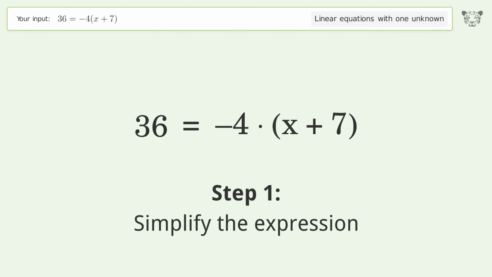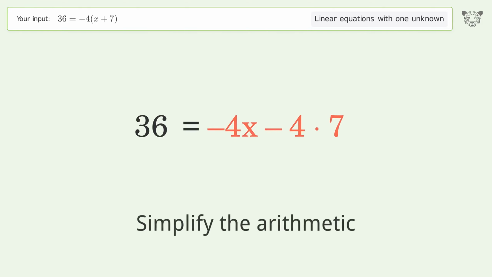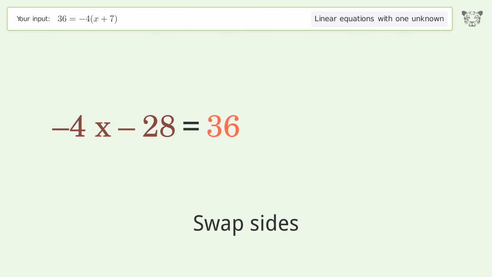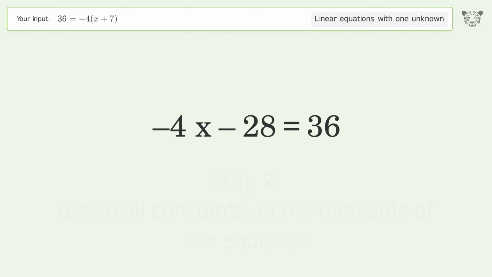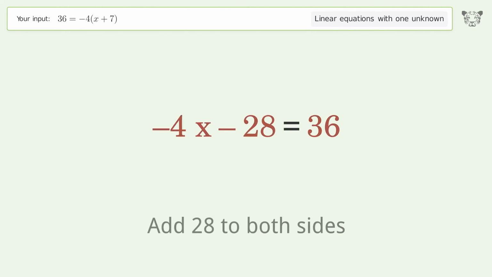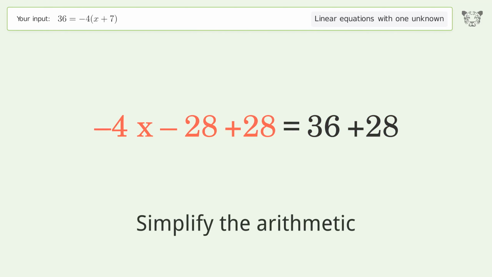Simplify the expression. Expand the parentheses. Simplify the arithmetic. Swap sides. Group all constants on the right side of the equation. Add 28 to both sides. Simplify the arithmetic.